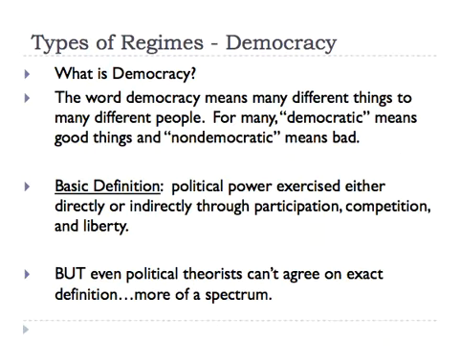Okay, so there are different types of regimes. Again, when we use the word regime, we say regime change. Technically, no, there's a government change. That's the people. The regime stays the same. So, what is democracy? The word democracy means many different things to different people. We use it in different ways. The basic definition: political power exercised either directly or indirectly through participation, competition, and liberty. Again, we have indirect rule because we vote people in to make the decisions for us in the United States.